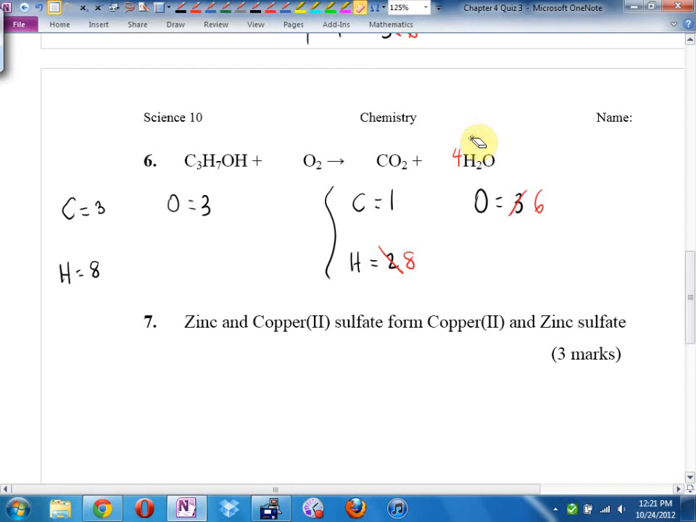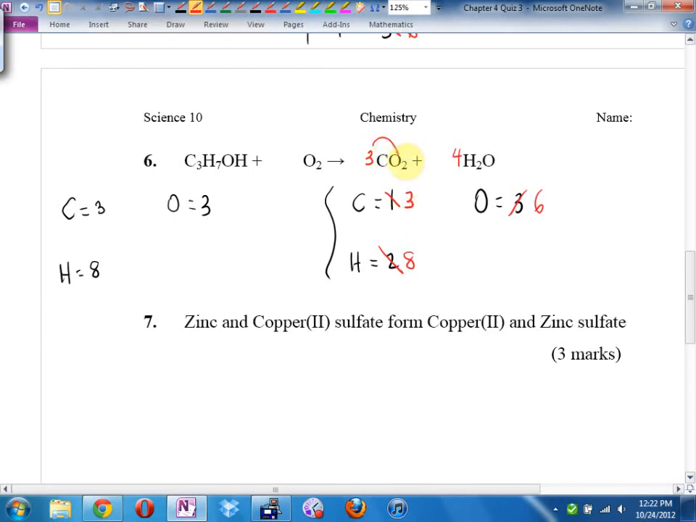Now what? Because the oxygens appear in more than one molecule and more than one compound, I'm going to tackle the carbons. I'm going to save the stuff that appears in more than one for last because I'm hoping it might domino itself into place. I got 3 carbons, I got 1 carbon. If I put a 3 right there, that's going to give me 3 of those. Oh, but that's going to change the number of oxygens.